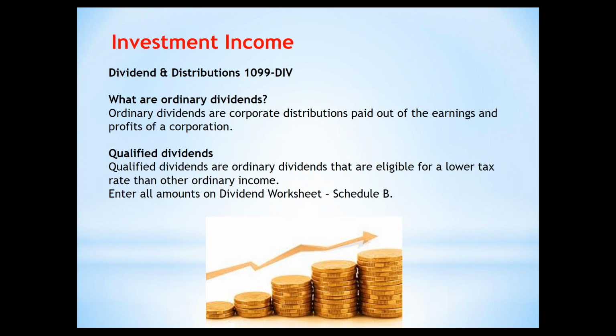So, dividends and distributions. Dividends are technically, and I like to provide just a brief definition so that people have an understanding of what that investment income actually is, corporate distributions that are paid out of earnings or profits of the corporation. Qualified dividends are ordinary dividends that are eligible for a lower tax rate. And so that's the difference between them.